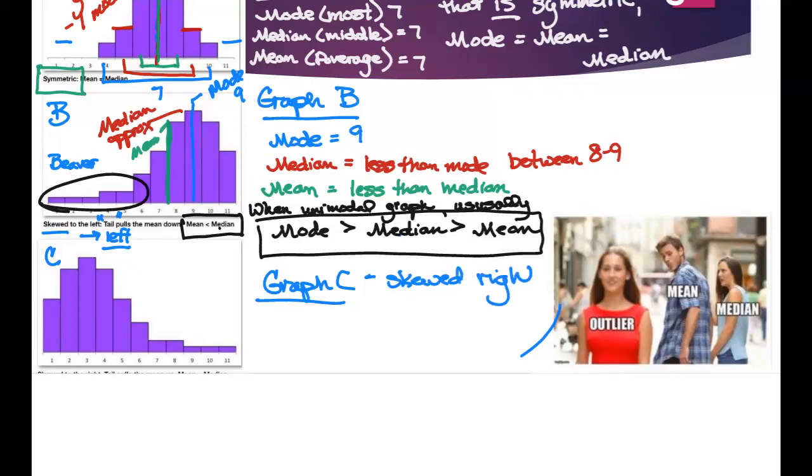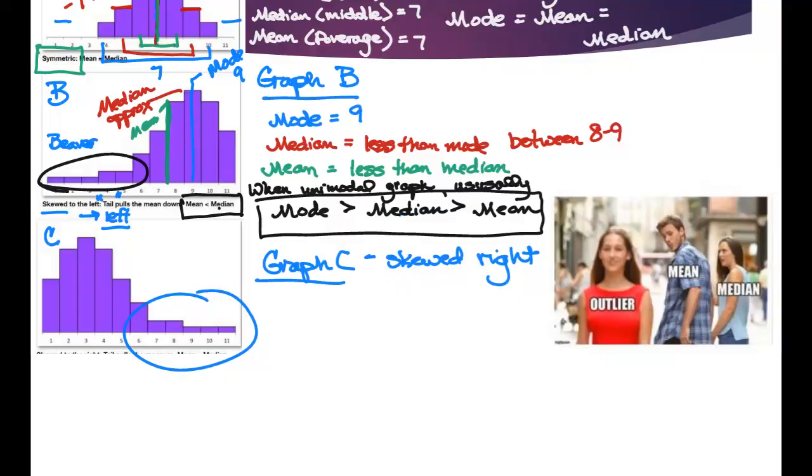So graph C is skewed to the right. Remember, skewed means in the direction of what looks like a tail. There's your tail. So again, let's start with mode. The mode is the one that occurs the most. It is 3. So I'm going to make a solid line here. Say that's my mode, and it is 3.